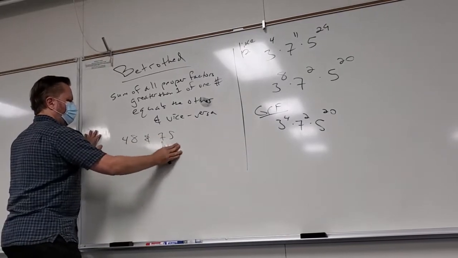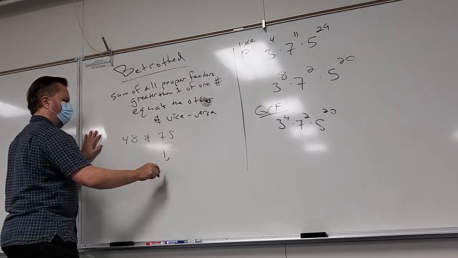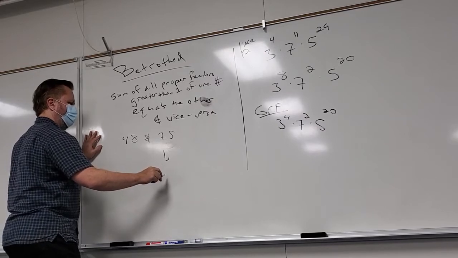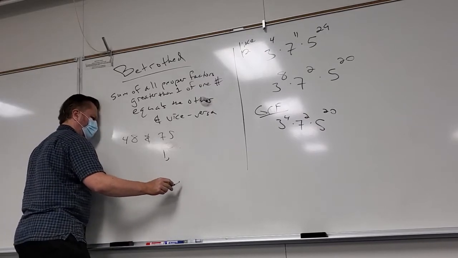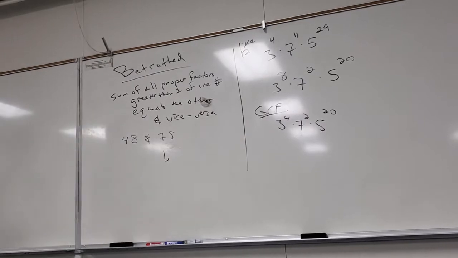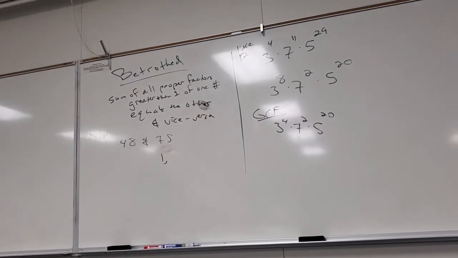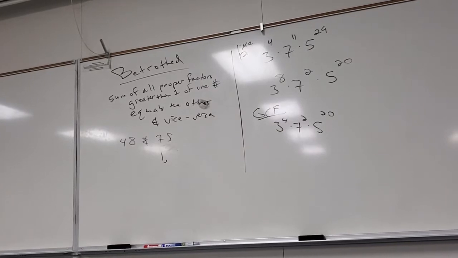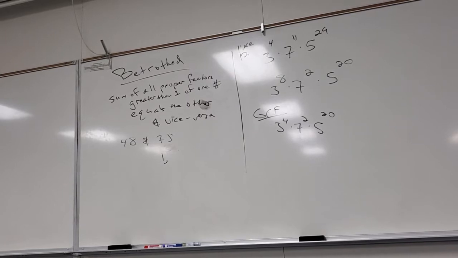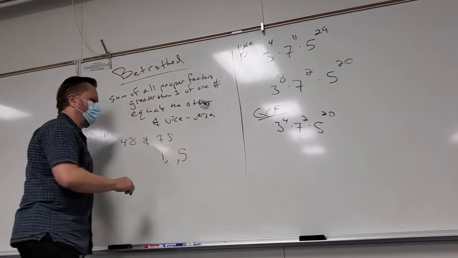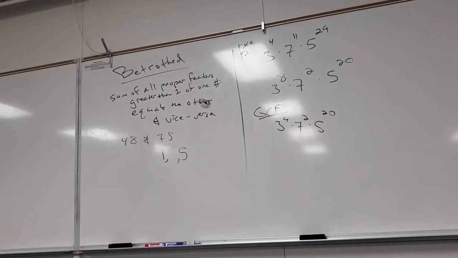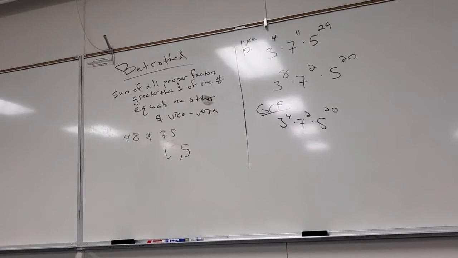Let's see. There's 1. What else goes into 75? I'm just listing the factors of 75, correct? That's all I'm doing. So what goes into 75? 7 plus 5 is 12. So what else goes into 75? 5. True, but 7 plus 5 is 12, therefore what else goes in? 3, because it's a factor of 12.